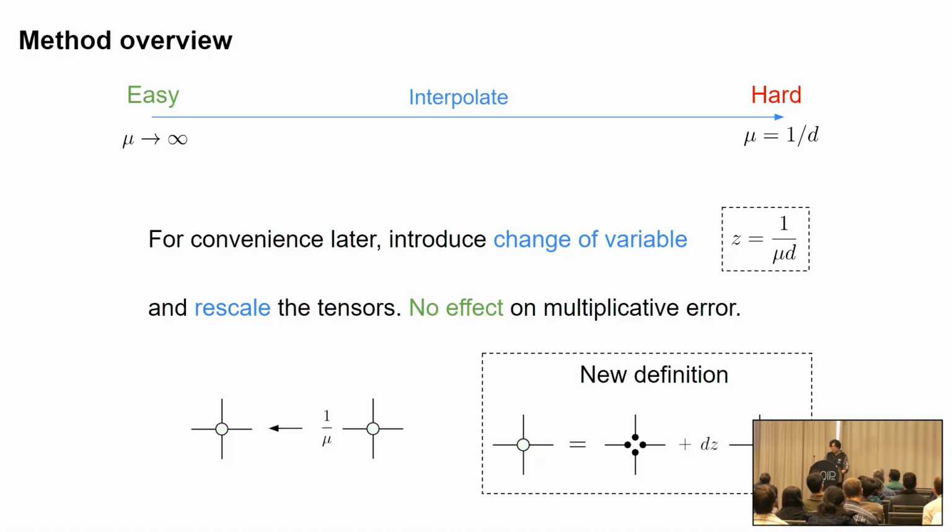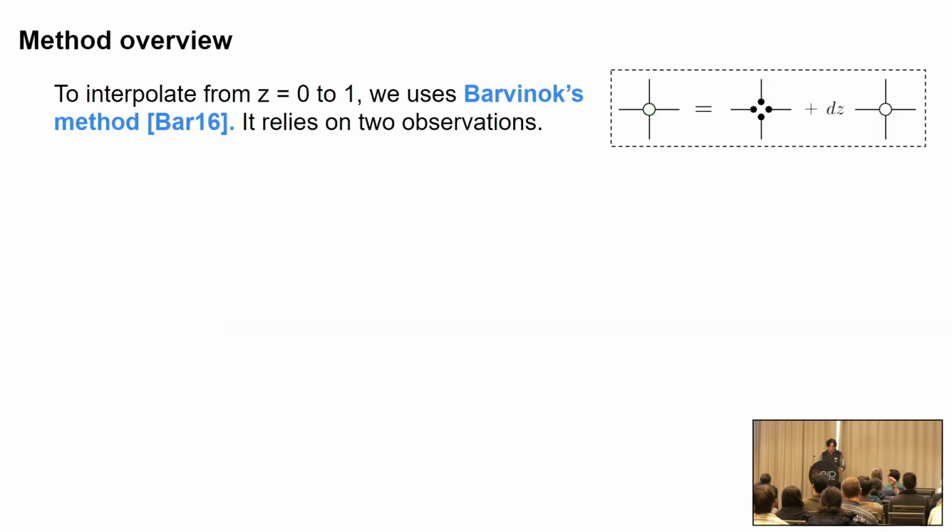So at z equals 0, all the tensors are rank 1 tensors, and at z equals 1, we have mu equals 1 over d. So therefore, now our goal is to interpolate from z equals 0 to z equals 1, and this is just for convenience. To do the interpolation, we use the Barvinok method, which I will describe in detail later.